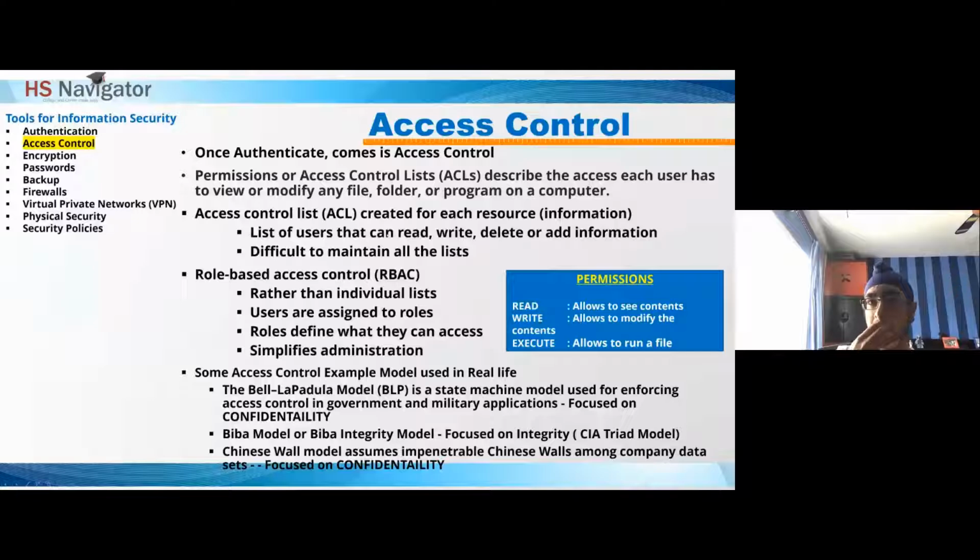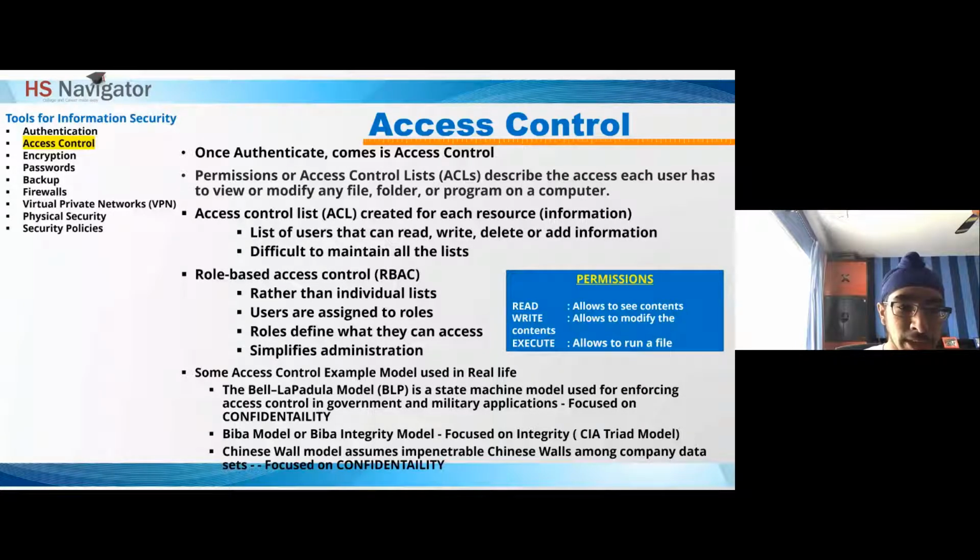Okay, so the next tool for information security is what's called access control. Access control lists are permissions that describe what access each user has to view or modify any file, folder, or program on a computer. They're created for each resource, and an access control list is a list of users that can read, write, delete, or add information. But it's difficult to maintain all the lists for all the different information that you have.